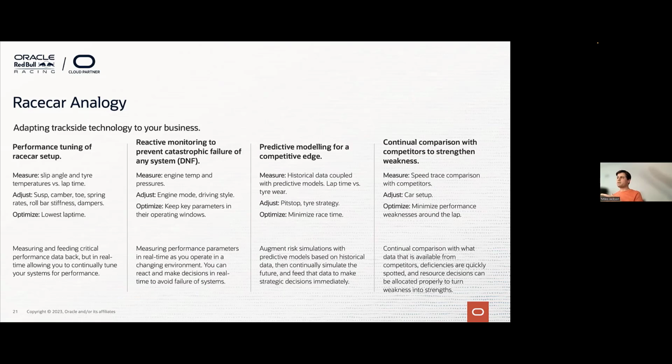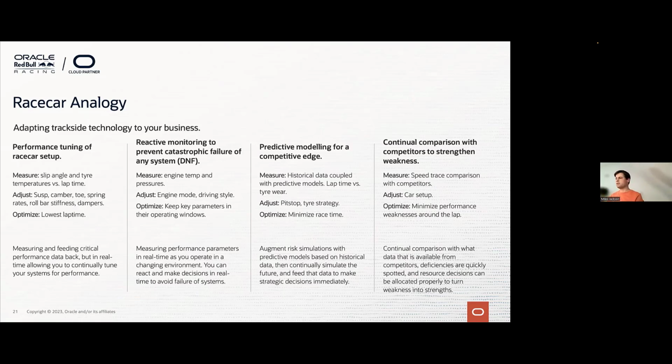The second one I want to talk about is reactive monitoring to prevent DNFs or catastrophic failures, or did not finish the race. So this would be more like you're monitoring things to stay inside of a window. Engine temp needs to stay in the window, pressures need to stay in the window. If it falls outside of that window, it could be a big error. So you can monitor your systems to make sure they don't fall outside of windows where you have huge failures of your systems.